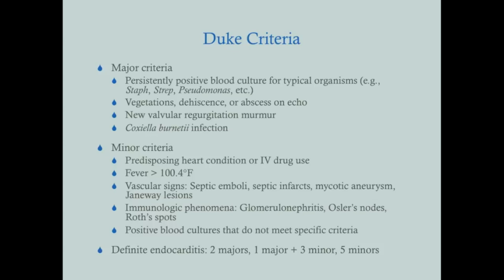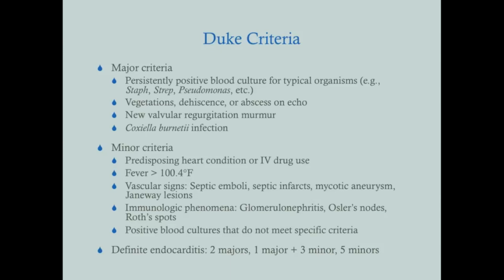I wouldn't memorize this for the test, but I would memorize the part that tells you what the typical symptoms are. So these vegetations that you see on echo, a new murmur, history of IV drug use, a fever, and then these things that I've never seen personally in real life, but Janeway lesions, Roth spots, Osler's nodes, stuff that you need to know for the test, but you'll probably never get to use in practice. I don't know. Maybe you guys see more endocarditis than I do. I don't ever see it.